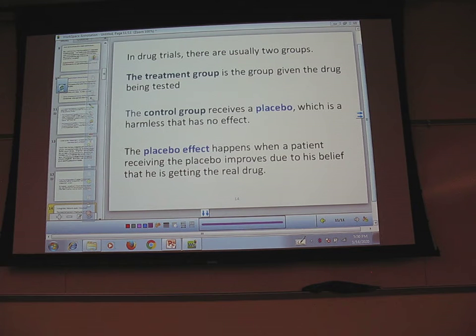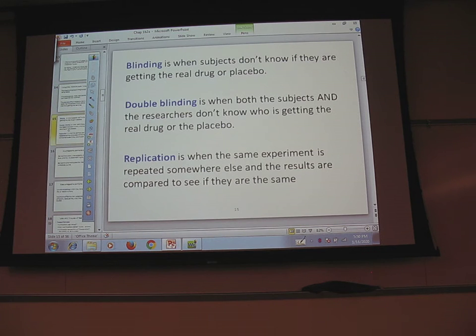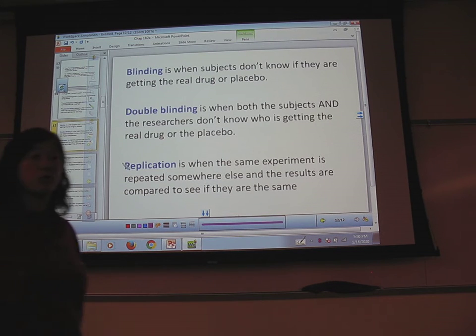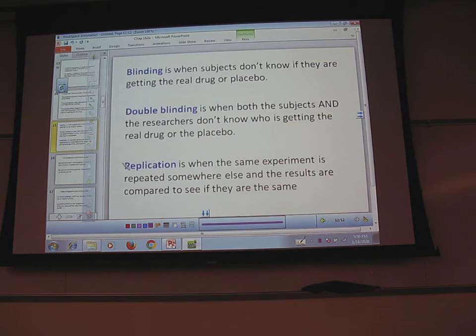But often with confounding variables, we don't even know what they are, or they're hard to remove and adjust for. Clayton, B, go ahead and read. The finding is when the subjects don't know if they're getting the real drug or placebo. Right, which is really important. Yep, keep going. Double blind is when both the subjects and the researchers don't know.